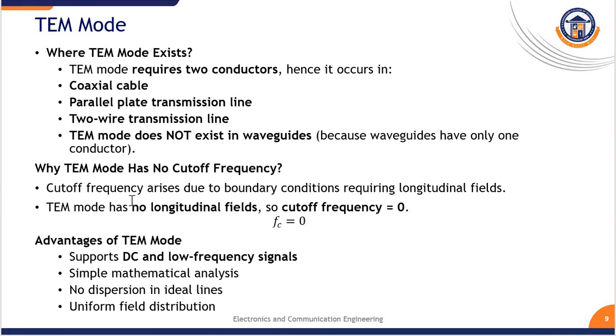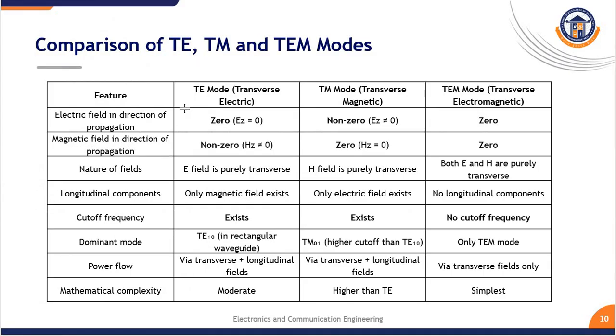Next, comparison between TE, TM and TEM modes. Electric field in the direction of propagation: for TE mode, E equals 0; for TM mode, non-zero, that is E is not equal to 0; for TEM mode, 0. Magnetic field in the direction of propagation: for TE mode non-zero; for TM mode it is equal to 0; for TEM mode 0. Nature of the field: in TE mode the E field is purely transverse, in TM mode the H field is purely transverse, and in TEM mode both E and H are purely transverse. Longitudinal components: only magnetic field exists in TE, only electric field exists in TM, no longitudinal components in TEM.